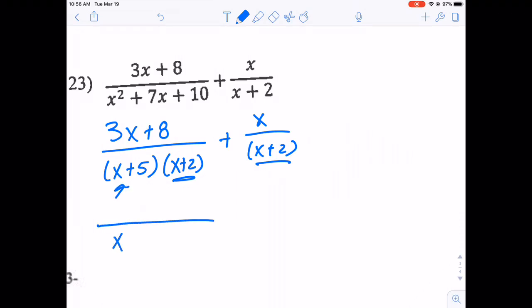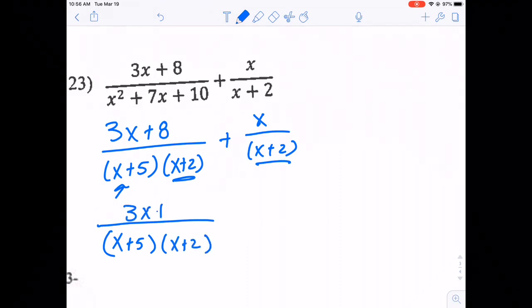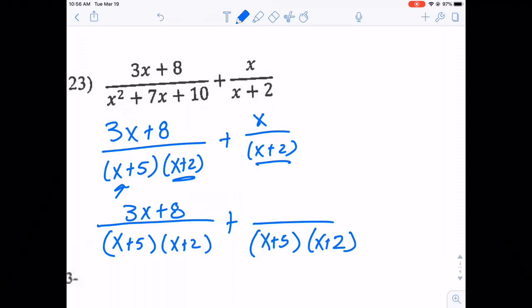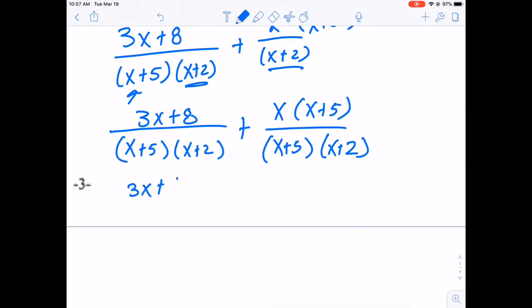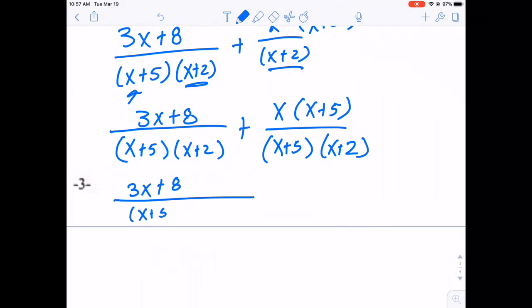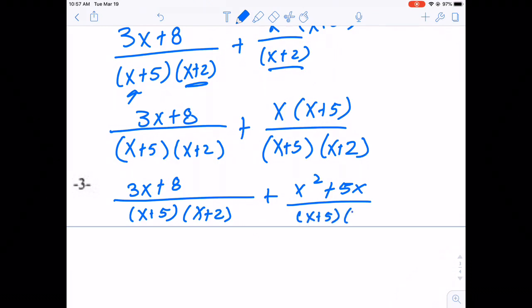So my first fraction is already over the common denominator, so I don't need to multiply it by anything. So I'm just going to rewrite it. But my second fraction, in order to be over the common denominator, we'll need an x plus 5. So I'm going to multiply that x times x plus 5 there. Okay, continuing on. First fraction doesn't change. Second fraction becomes x squared plus 5x over x plus 5 and x plus 2.